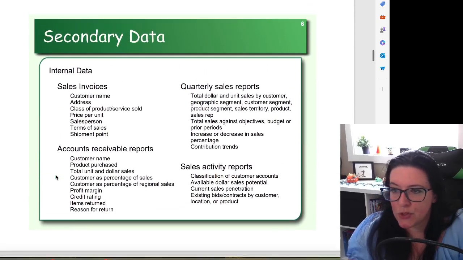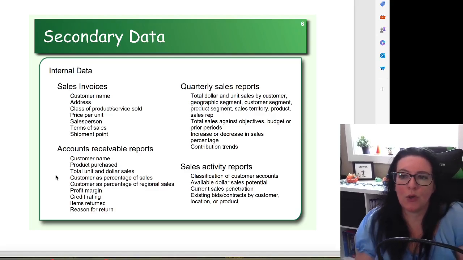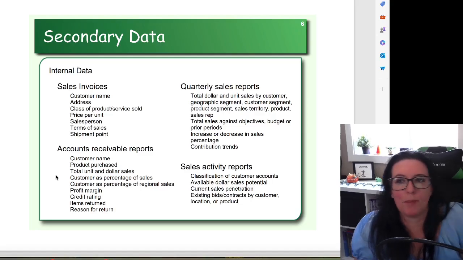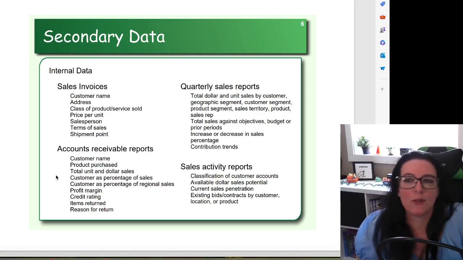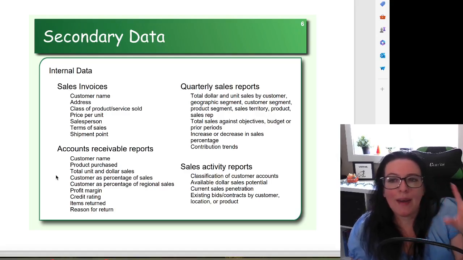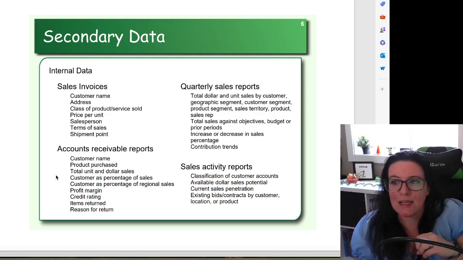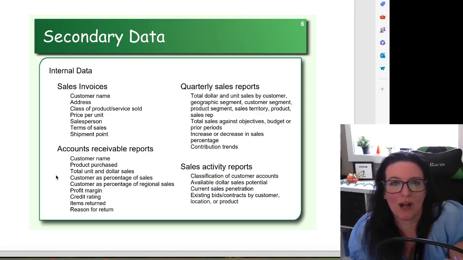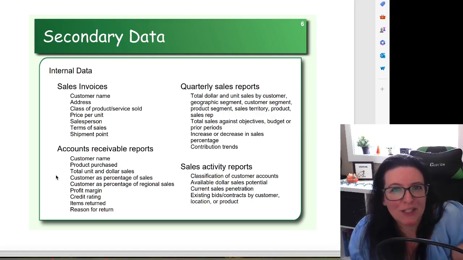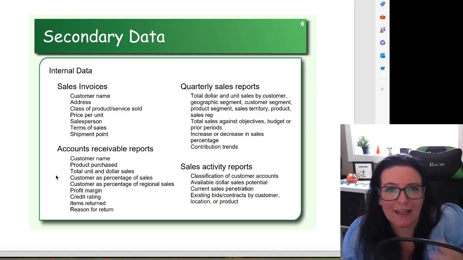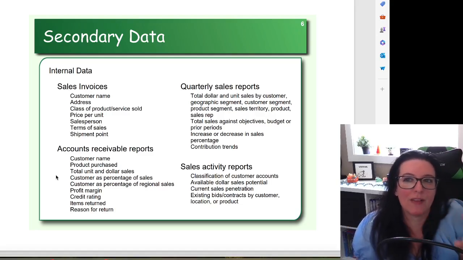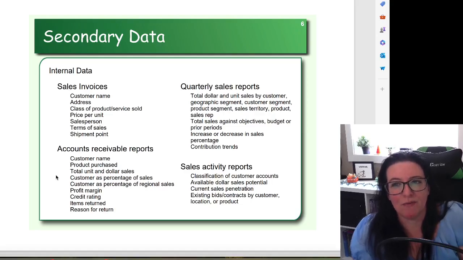But when it comes to internal data, this can be your sales invoices. So that's collected information about customers, their names, their addresses, what they bought, what price they paid, what salesperson helped them. So all that information can be analyzed to see which of our employees are most effective, how much does the typical customer buy, the prices they pay, how often do they buy, where do they generally come from geographically. We could pull all this information from analyzing sales invoices.